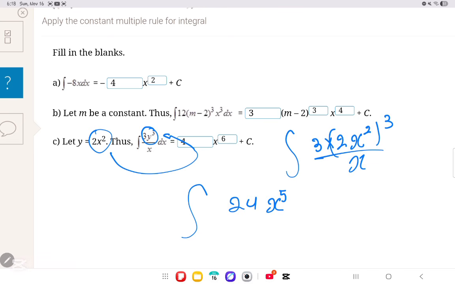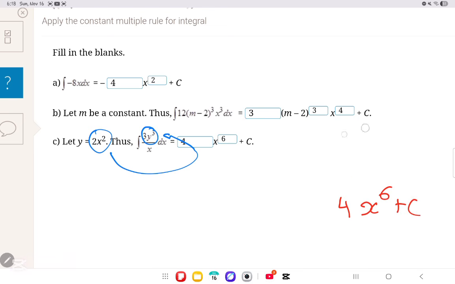So we need to do the integration for what? For 24x to the power of 5. So now it's 24 x to the power of 5 plus 1 over 5 plus 1. So it's going to be 24 over 6. What's that? That's 4. 4x to the power of 6. And don't forget plus c.